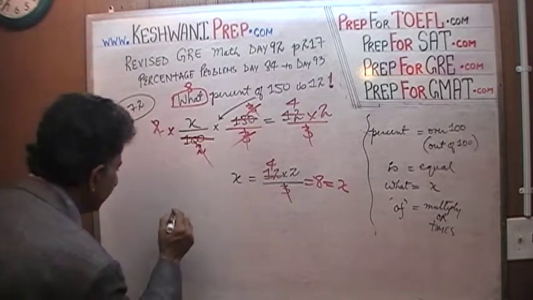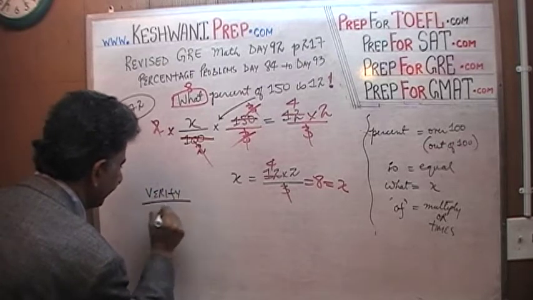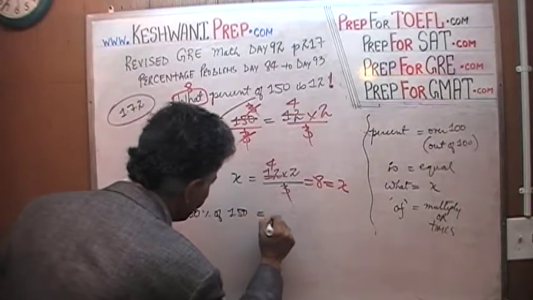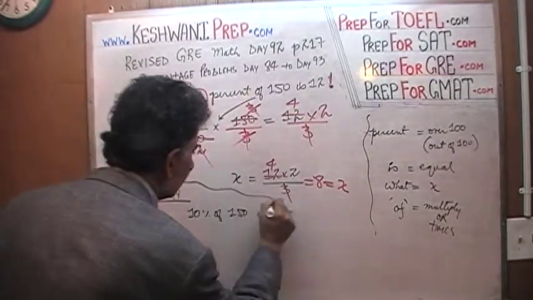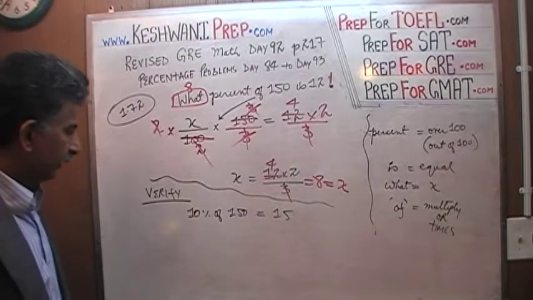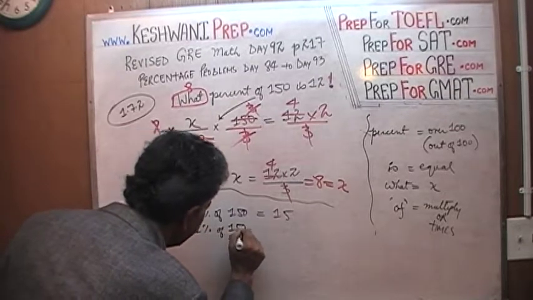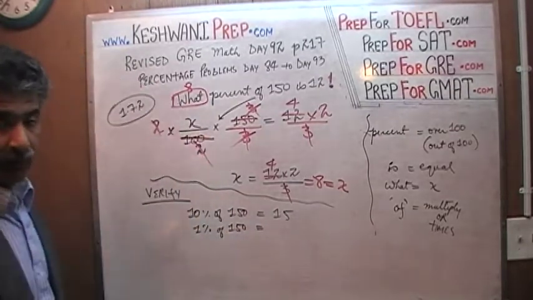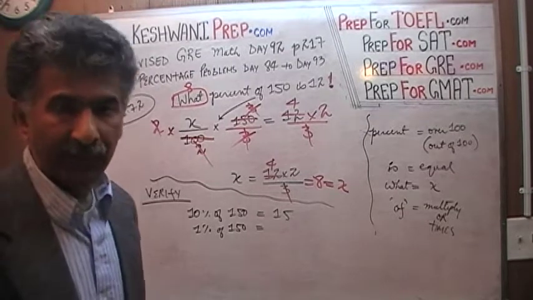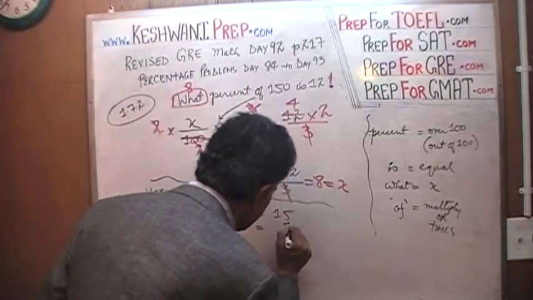Well, here's the verification. We know that 10% of 150 is 15. We know that part. 10% of 150 is 1/10 of 150, which is 15. We also know that 1% of 150 is, and if you don't know it, you should, 1% of 100 is 1. Therefore, 1% of 150 must be 1.5.